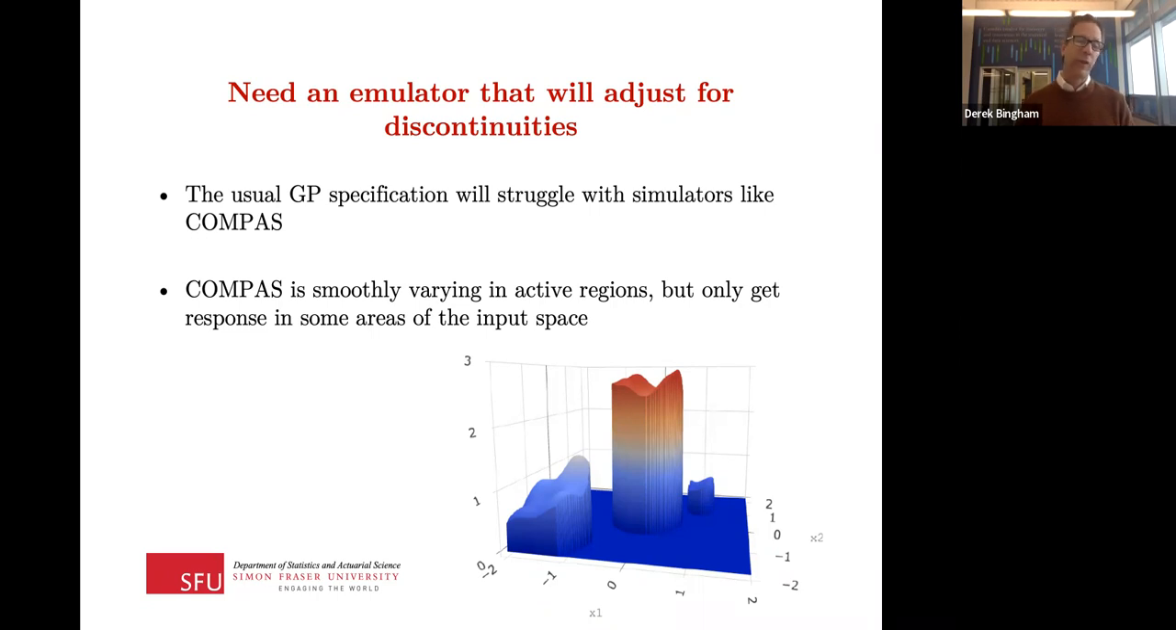We've got a response surface on the top of these islands and 0 everywhere else. So the COMPASS model is thought to be smoothly varying in the active regions, but of course, as I said, you don't get a response in some areas of the input space. And so the standard GP is going to struggle at the very least with this sort of response surface.